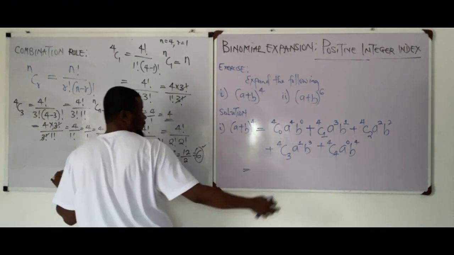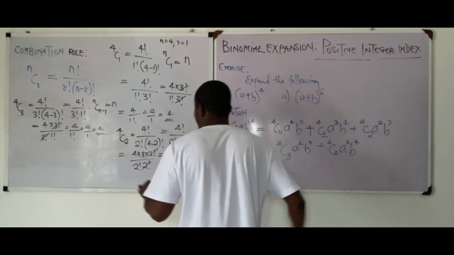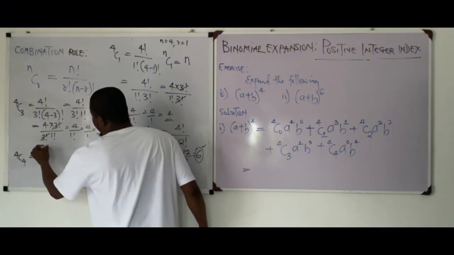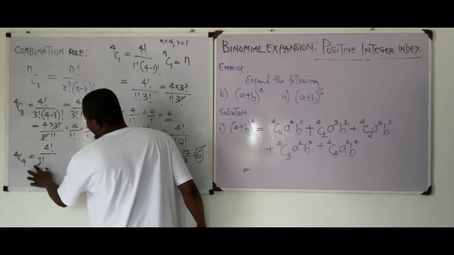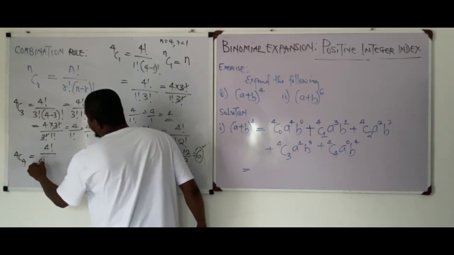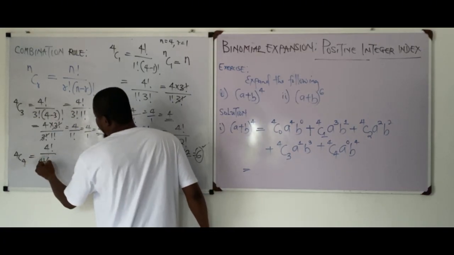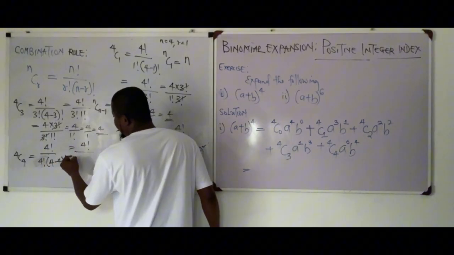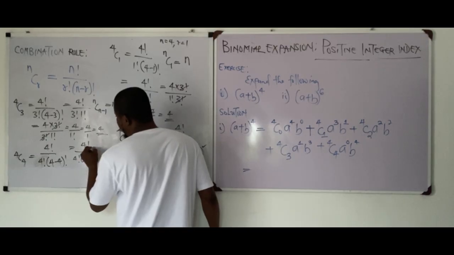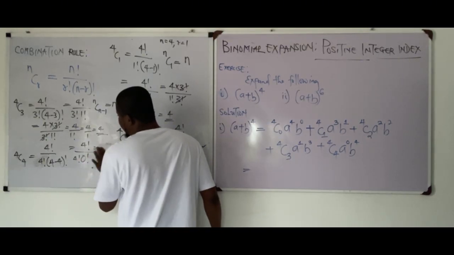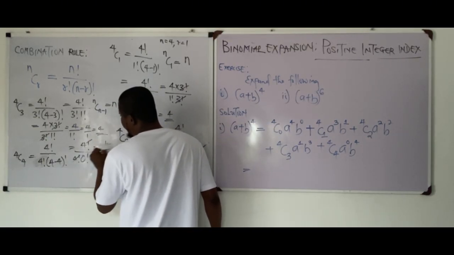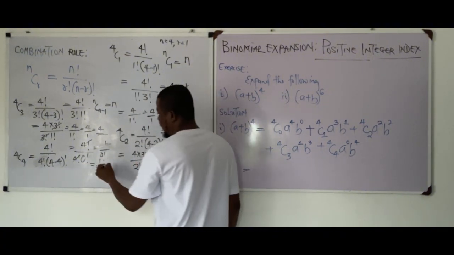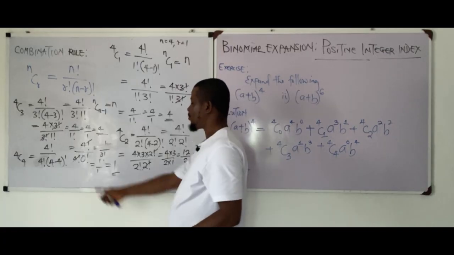The last one for this, we've done 4 combination 3, is 4 combination 4. This is 4 factorial over 4 factorial times 4 minus 4 factorial. 4 minus 4 is 0 factorial. So this 4 factorial cancels this 4 factorial. I have 1 over 0 factorial, which is 1 over 1. Remember, 0 factorial is 1, like I told you earlier. And this gives you 1. So 4 combination 4 is 1.